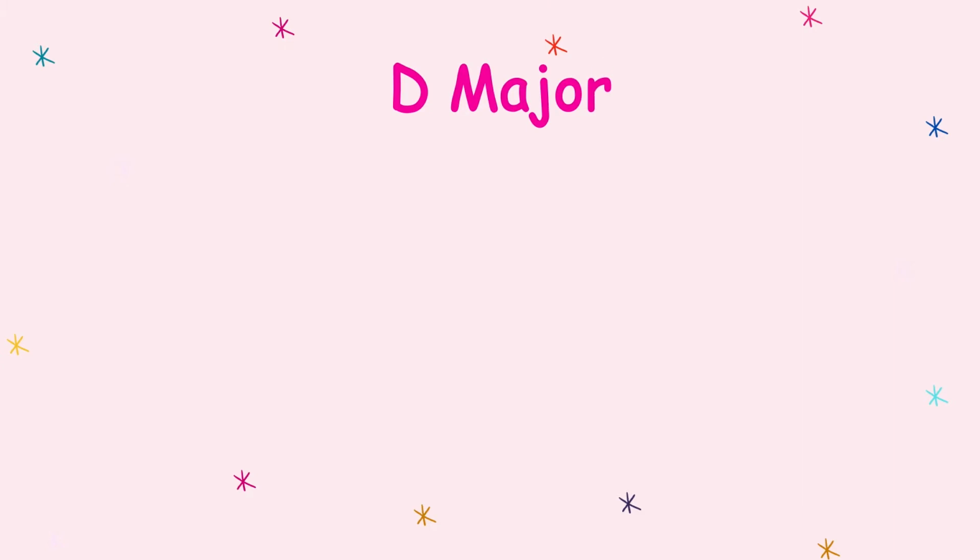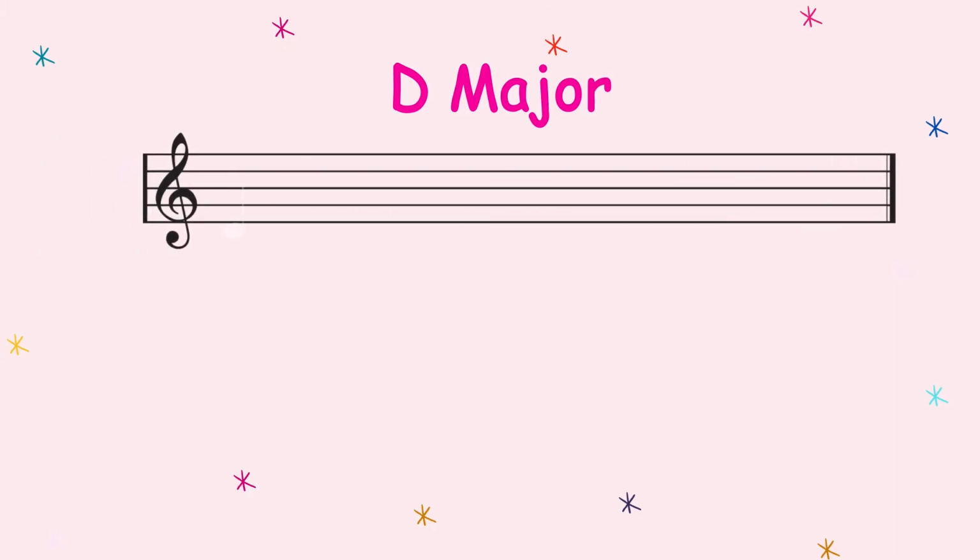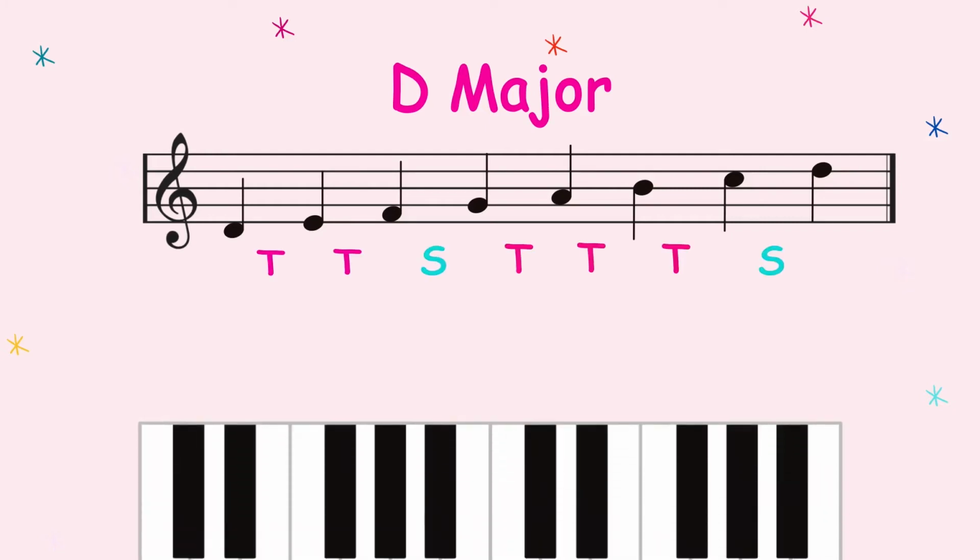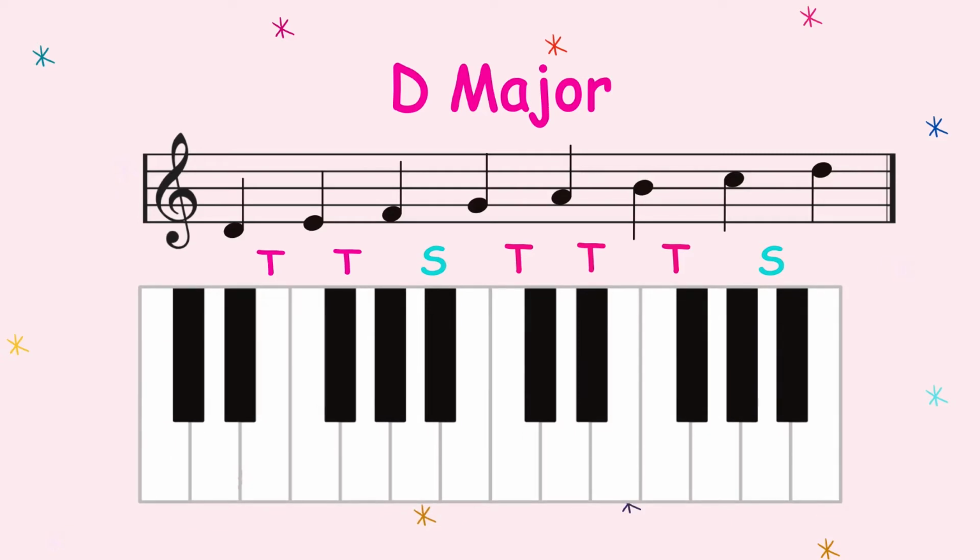Let's build a D major scale. First, write down the notes from D to the next D above without any sharps or flats. Write the major scale pattern below the notes. Then follow the piano keyboard and add sharps or flats to the notes of the scale as needed.